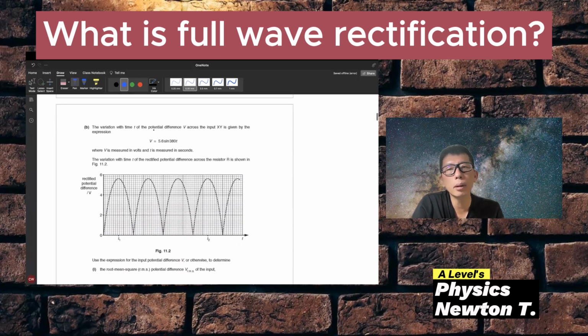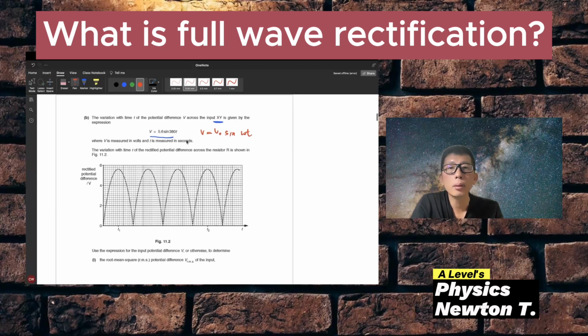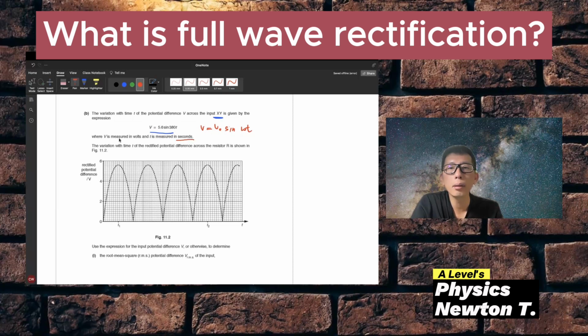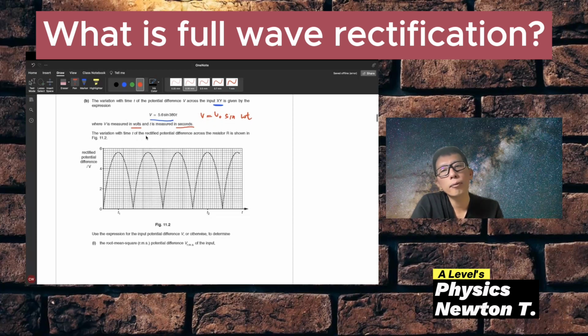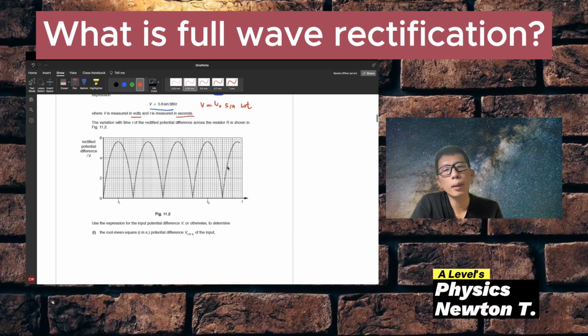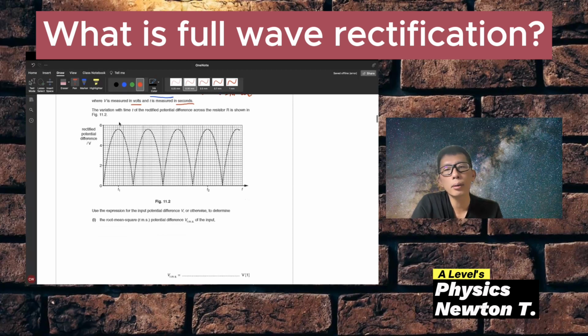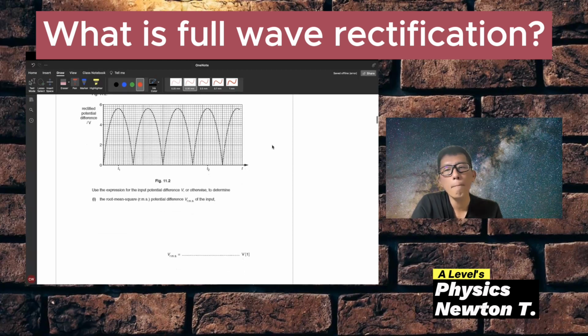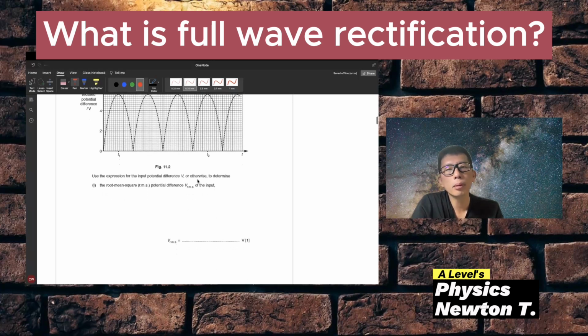The variation with time of the potential difference V across the Vs is given by this equation. So we know the general equation for the potential difference is V naught sine omega t. You have to pay attention to the units: time is in seconds, and the potential difference is in volts. This is the rectified potential difference across R, so as well, we can see this is full-wave rectification. Use the expression for the input, otherwise determine the root mean square of this.